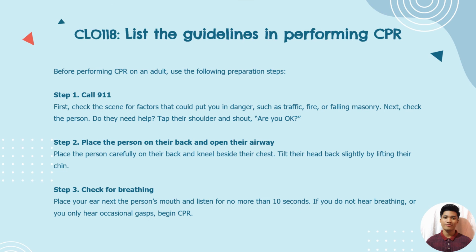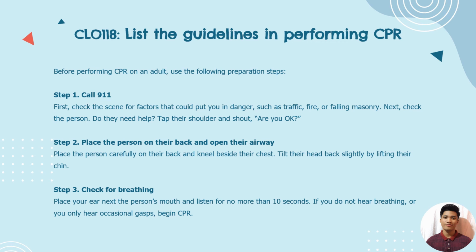So before performing CPR on adult, use the following preparation steps. So for step 1, call 911. First, check the scene for factors that could put you in danger, such as traffic, fire, or falling masonry. Next, check the person. Do they need help? Tap their shoulder and shout, like, "Are you okay?" If they are not responding, call 911 or ask a bystander to call 911 before performing CPR.